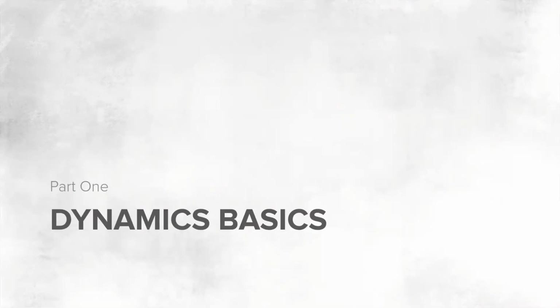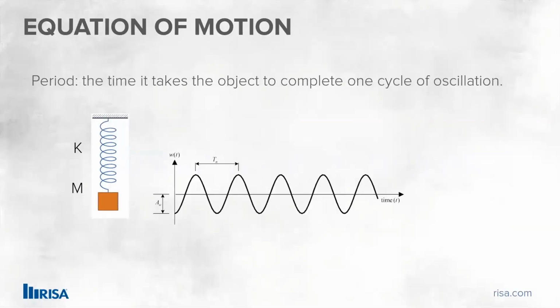So for part 1, dynamic basics, I wanted to start with talking about what is period. Most of you are pretty familiar with this picture here. We have a mass and a spring attached to it. If you pull the mass away from its initial position, it's going to oscillate near its neutral position. If you draw a plot with the displacement over time, you get these sine or cosine curves. The period is defined as the time it takes to complete one cycle of oscillation, meaning the time between 2 nearest peaks.